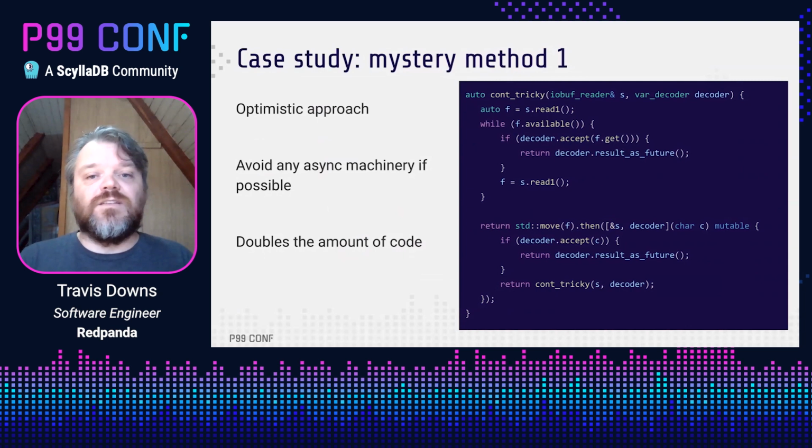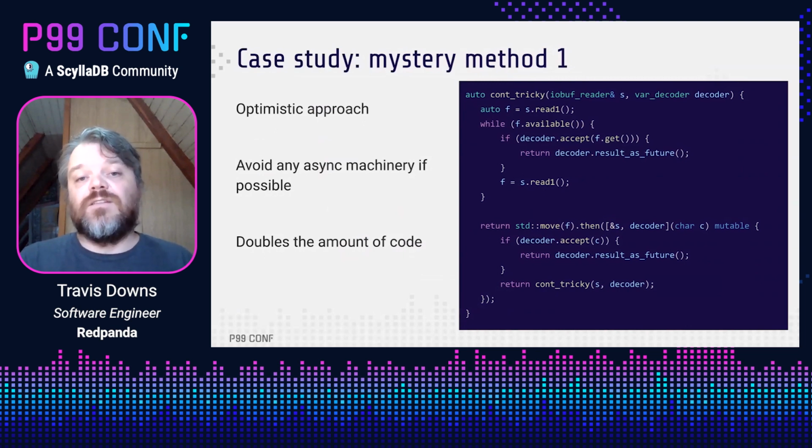So we have mystery methods in there. What are these other 2 methods, this yellow line and the green line? Well, one is this optimistic approach. We already know that we usually are going to have the byte available when we read it. So we read the byte and we check if it's available. If it's available, we just send it right to the decoder and then try to read another byte.